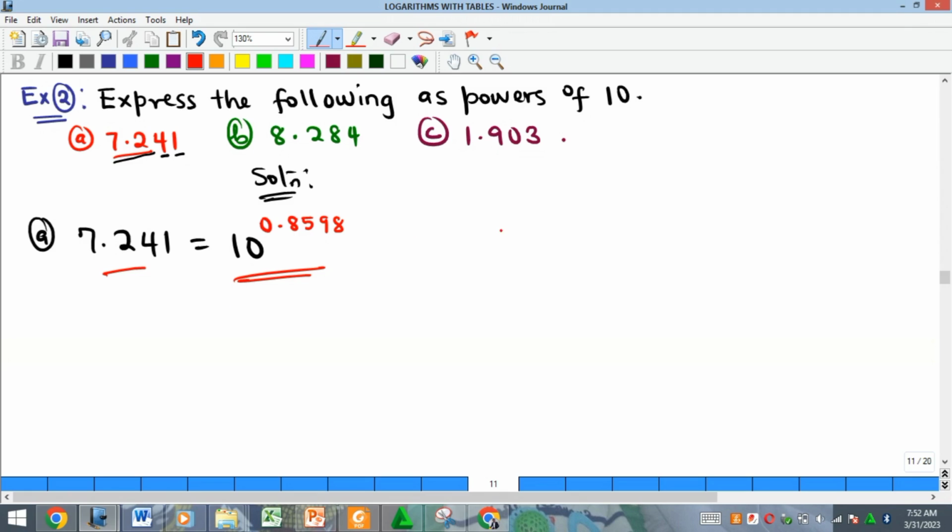Okay, and then for example B also, I will do B and then you will do the last one. So you have 8.284, and we are asked to express it in powers of 10. So we are going to have base 10 here, and then the power is also going to be 0 point, because the digit before the decimal point is 1, and so we have the characteristics as 0. So let's go. What are we going to look for to get our mantissa? We are looking for 82 under 8 difference 4. So let's now go to our table.